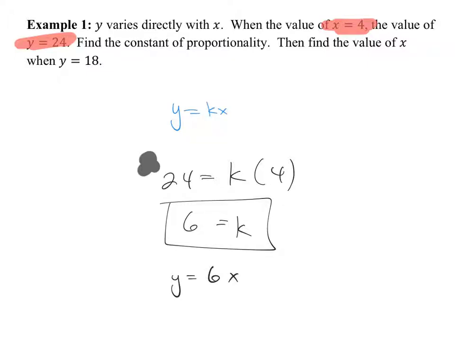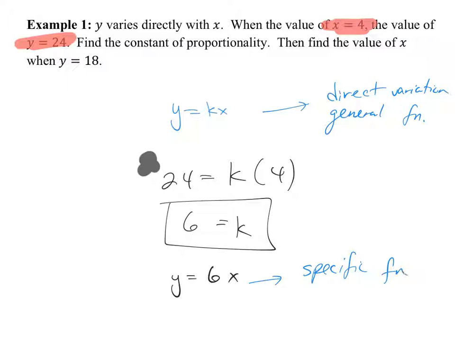If that's the case, I now write my equation like this. Let's write this down if you don't have this written down. This is called the direct variation general function. This is what I call the specific function. Meaning this is specific to what? The scenario that was given. The scenario was given that 24 is y when 4 is x, which yielded 6 to be k. So this is a specific function for this instance, where k is 6.